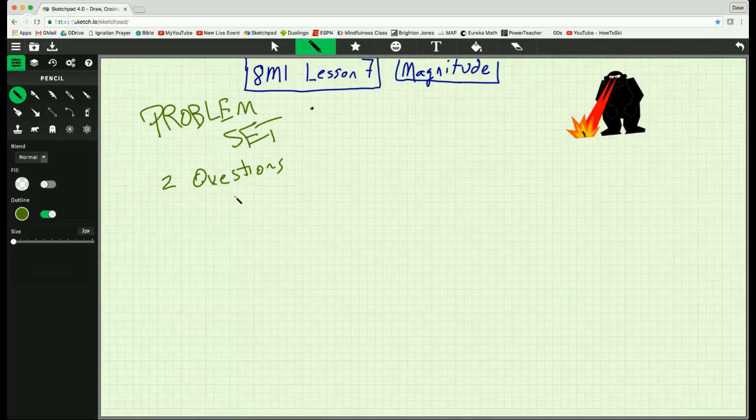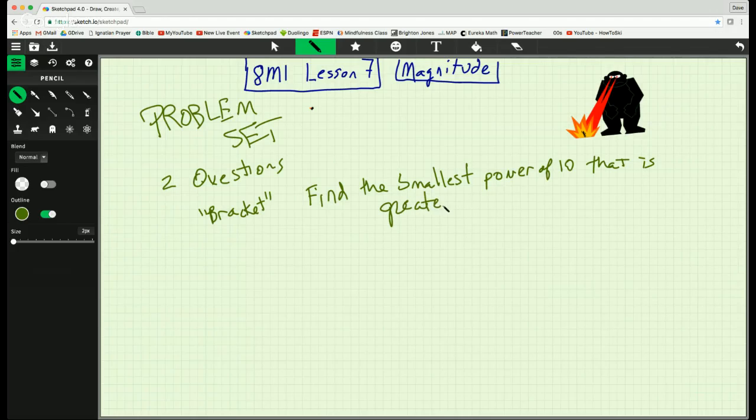We want to bracket. I'm going to call this bracketing, and we talked about this in the lesson, but if you didn't listen to the lesson, then I'm going to explain it. A: find the smallest power of 10 that is greater than the number. I'm not going to give you that number here in a second.